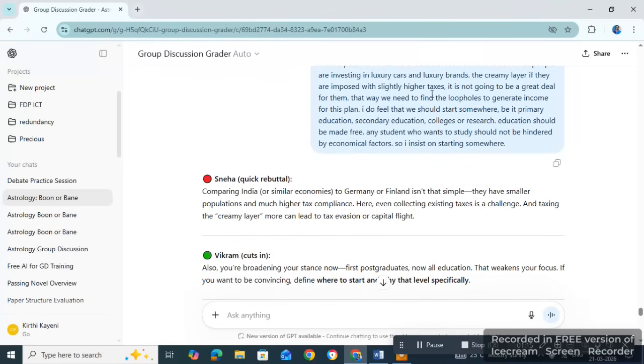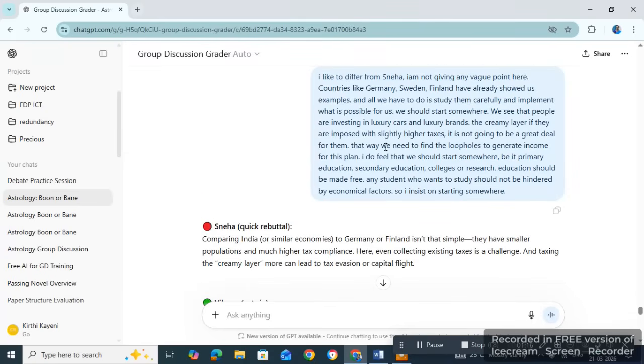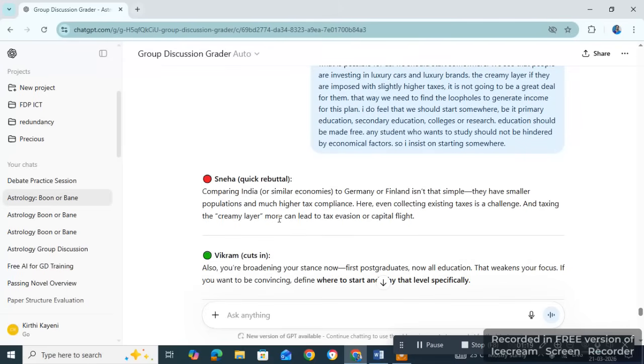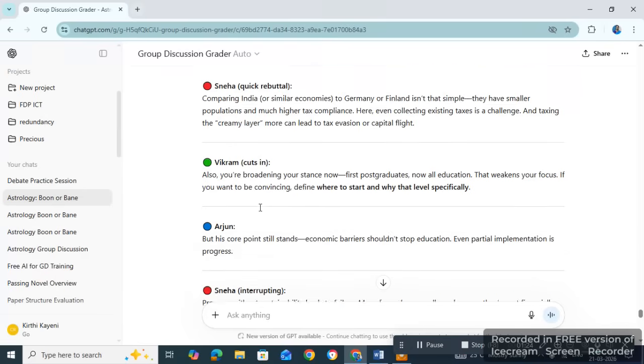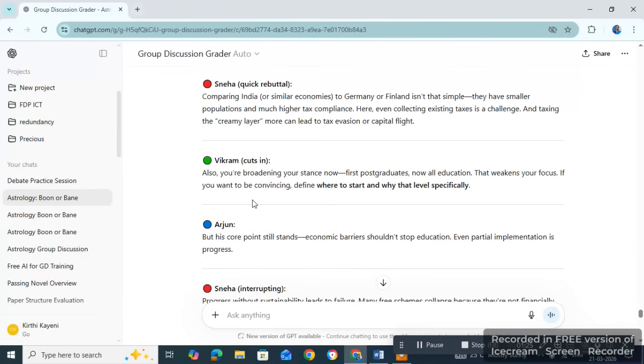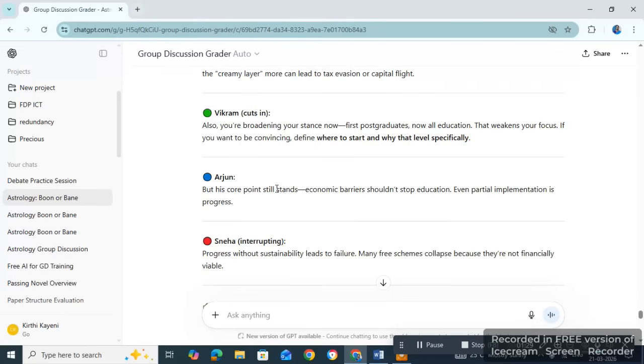So how can we generate income for the nation to implement a free education system? And Sneha again is attacking me with her point, and Vikram is also attacking, but Arjun is supporting me since we are on the same side. Now ChatGPT is asking me, give a sharp, decisive final point. So I say, start somewhere. That is my slogan. I want to insist on that every time.